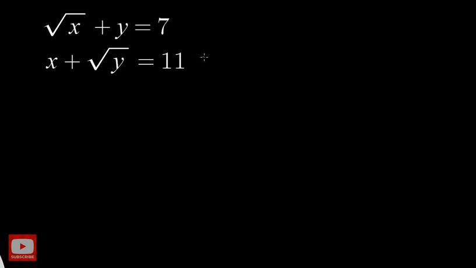Hello everyone. In this video we are going to solve a system of two equations. The equations are root x plus y is equal to 7 and x plus root y is equal to 11. Solving these equations is not as simple as it looks because we have radicals, right? So we have to try to get rid of radicals here.